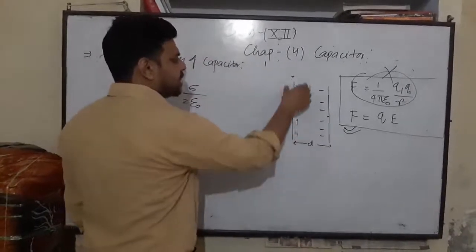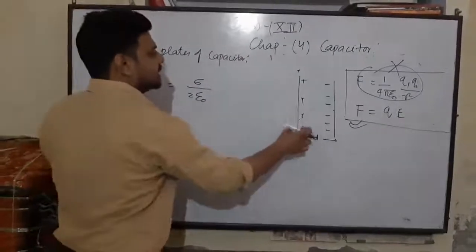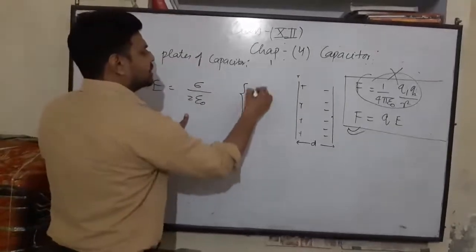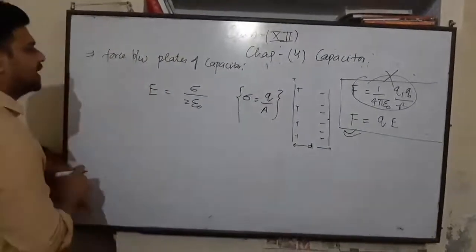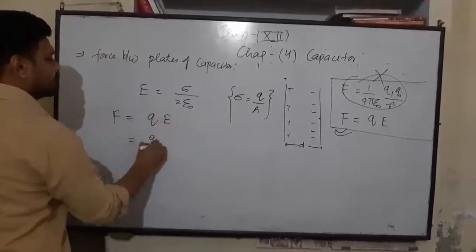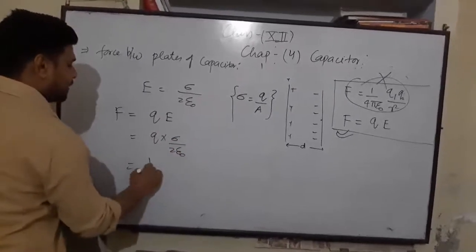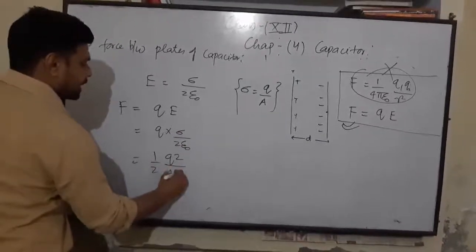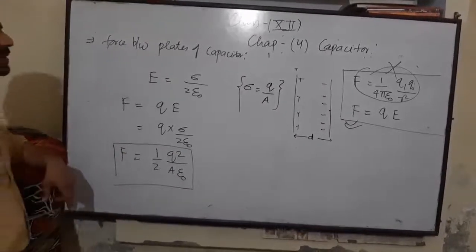For this formula, we need the electric field due to this plate. Due to this charged plate having charge Q, we need the electric field. So the electric field due to this plate at a distance d is given by E is equal to sigma over 2 epsilon naught. As we know, sigma is surface charge density given by Q over A, Q over surface area of plate. So now apply this formula, F is equal to QE. So E is equal to sigma over 2 epsilon naught, and it becomes Q square sigma upon A epsilon naught. This is the mutual force of attraction between these two plates.